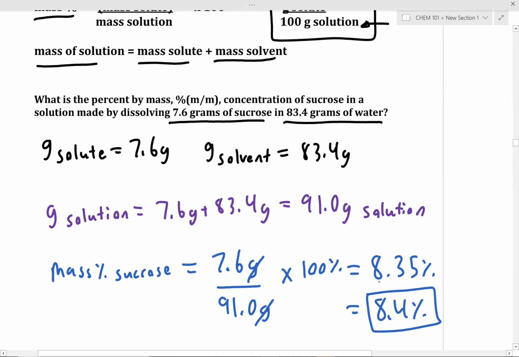Did everyone get the same result in their calculator? If you need me to do any of the calculations on the document camera calculator, just let me know. Does that example make sense to everyone?